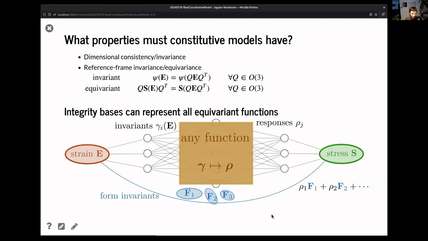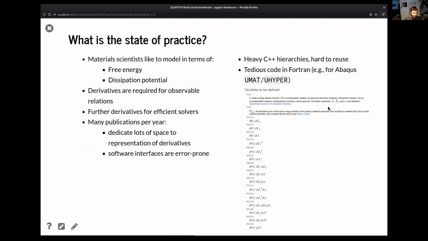So there are many papers, certainly in the hundreds per year, modeling different materials. And there's a lot of effort that goes into that. And there's also tons of unpublished work related to companies and government work and whatever. And so making constitutive modeling fast and reliable is an important topic.